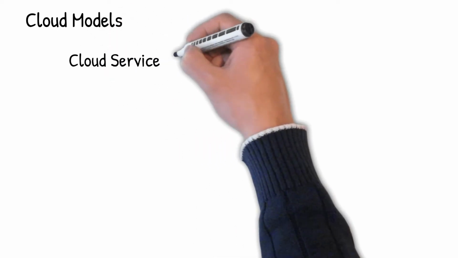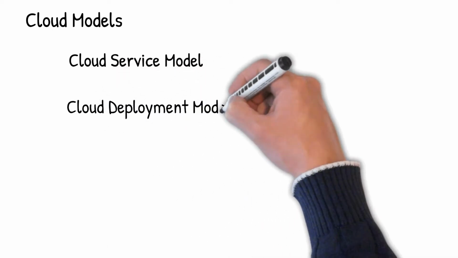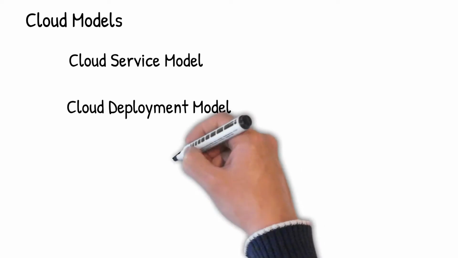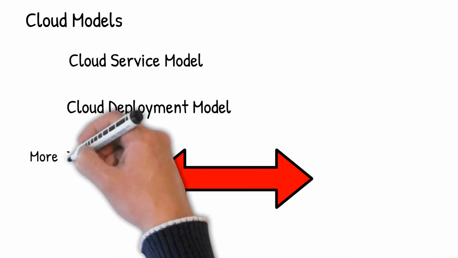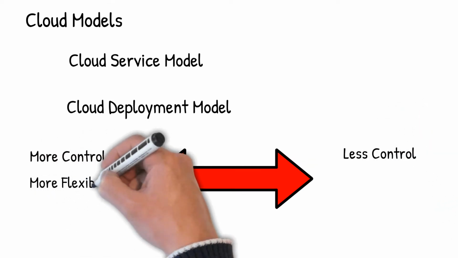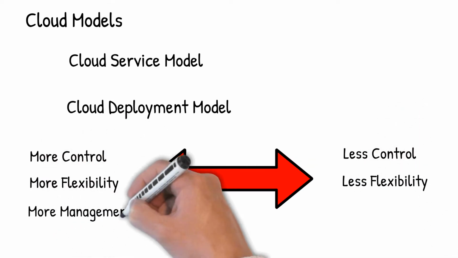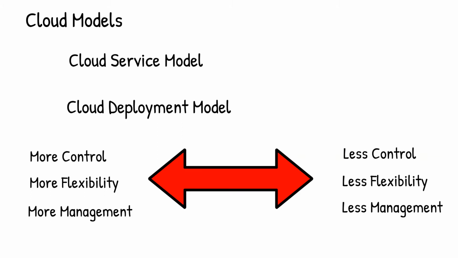In this session, we will look at two different cloud models, one related to how cloud services are offered, and the other covering how cloud services are deployed. Each type of cloud service and deployment method provides you with different levels of control, flexibility, and management. Understanding these options can help you decide what set of services is right for your needs.